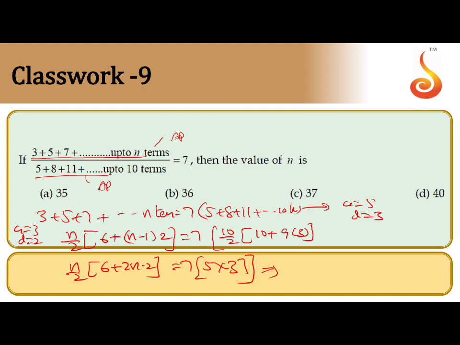So the next step is n by 2 into 4n, so 2n plus 4 equals 35 into 37. You got it. You can take 2 common. n into n plus 2 equals 35 into 37.